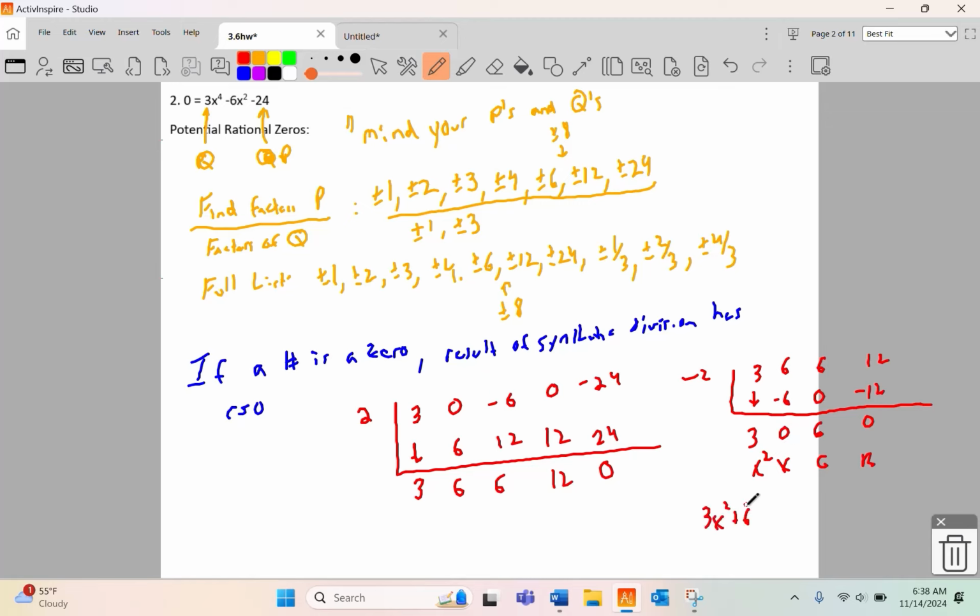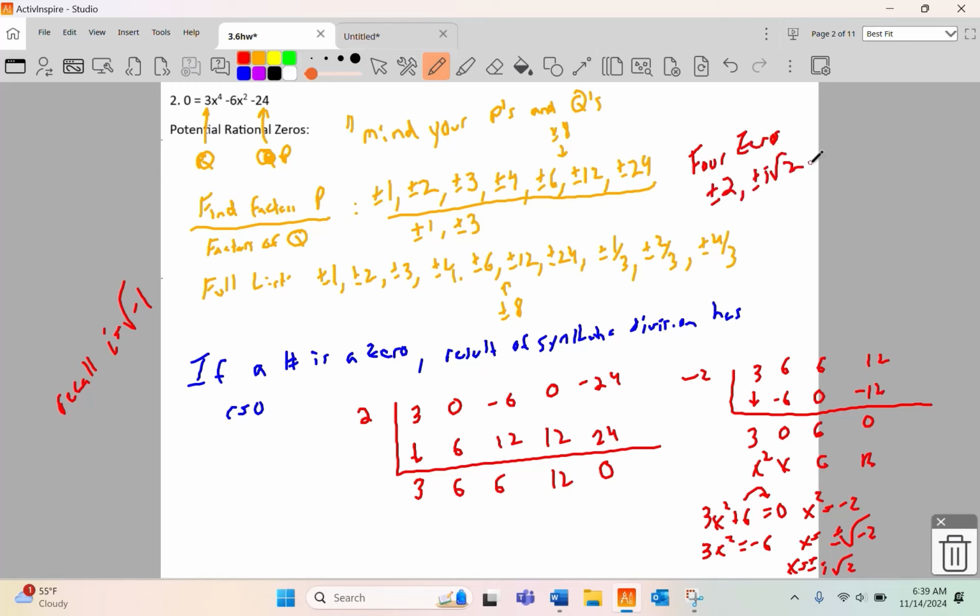There are 2 more zeros here according to the fundamental theorem of algebra, so I set it equal to 0. I subtract my 6. I divide by 3, and I counteract squaring by square rooting. Don't forget your plus or minus symbol. Now, recall that i is the square root of negative 1. So if I see plus or minus root negative 2, I know that it is an imaginary root of 2. So I've got 4 zeros. They were plus or minus 2 and plus or minus the imaginary root of 2.